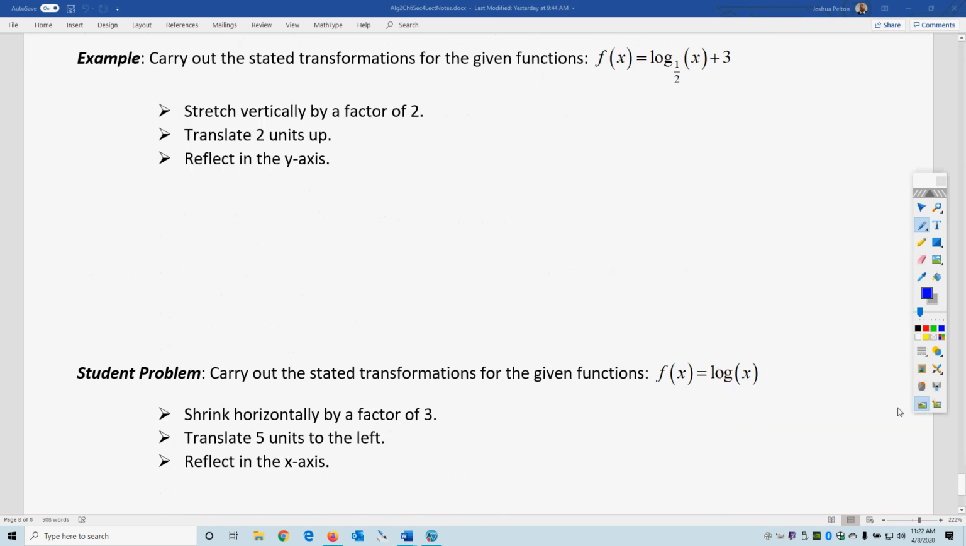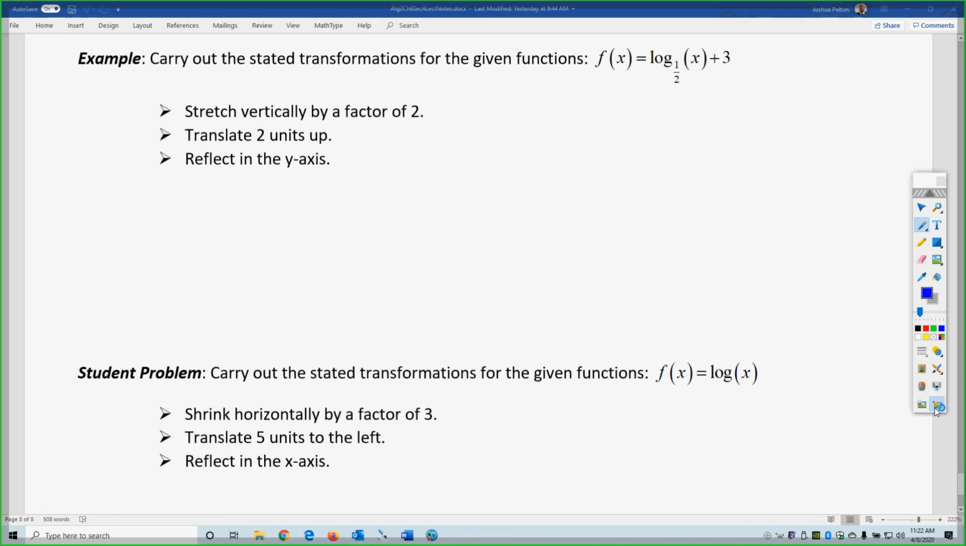So next problem, the parent function is a log base 1/2 with a 3 on. You have to do 3 different things. Stretch vertically, translate 2 units up, and reflect in the y-axis. So given the order of transformations, which is horizontal translation first, stretching and scaling second, reflections third, and vertical translations fourth. Based on what we have here, the vertical stretch happens first because we have no horizontal translations. The reflections happen second, and the translations up and down happen third, which is normally fourth.